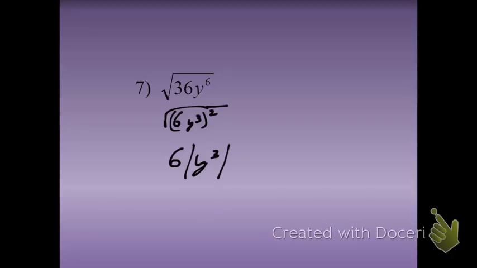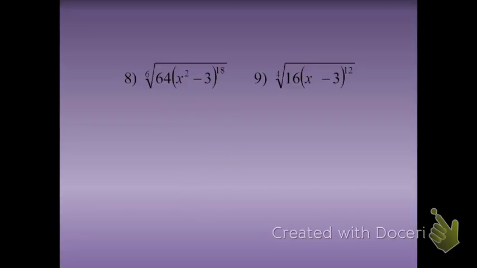Alright, just a couple more examples. These can kind of throw people off because there's a lot going on with these. I think these are probably the most complicated examples of the lesson. You want to write the whole expression inside as a power. So for number 8, we have the 6th root of 64, x squared minus 3, all to the 18th.